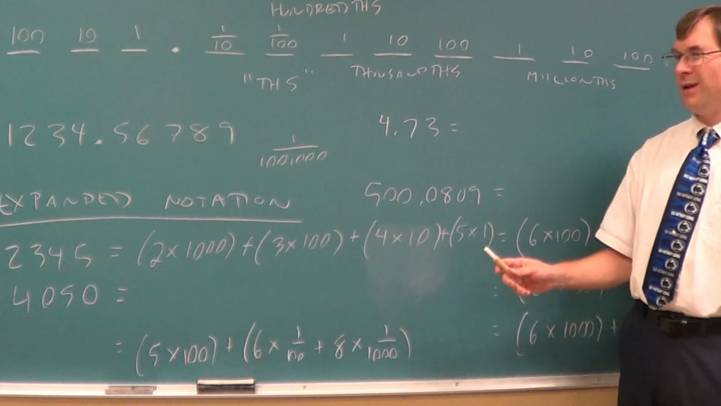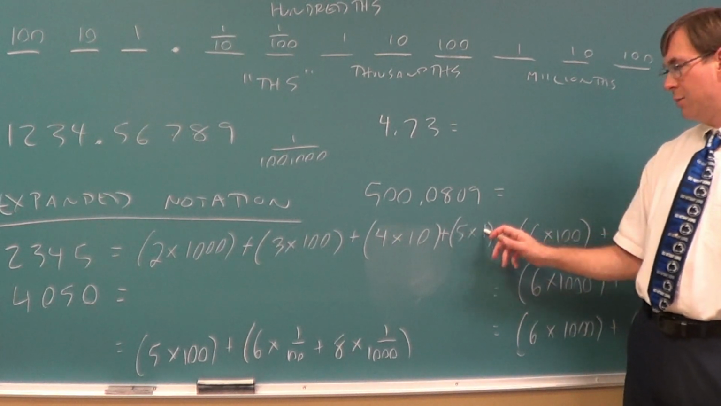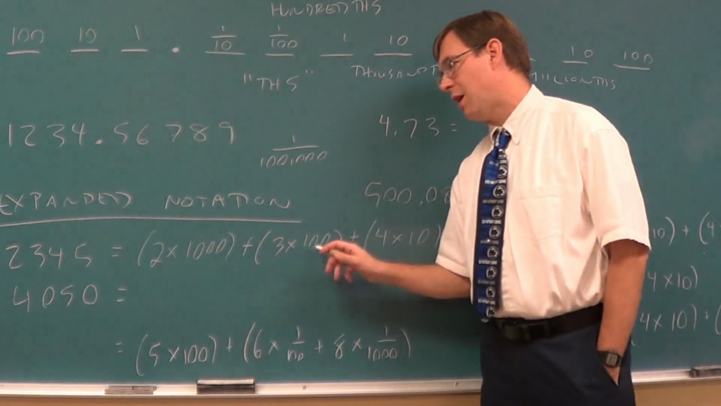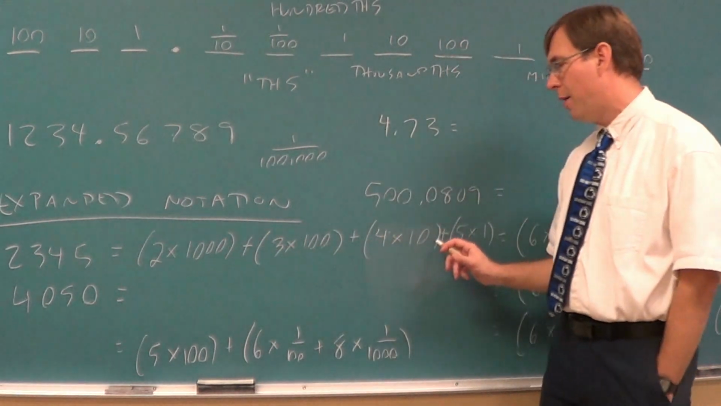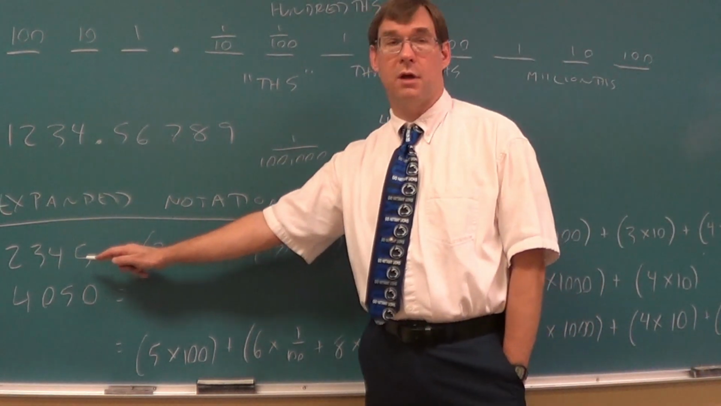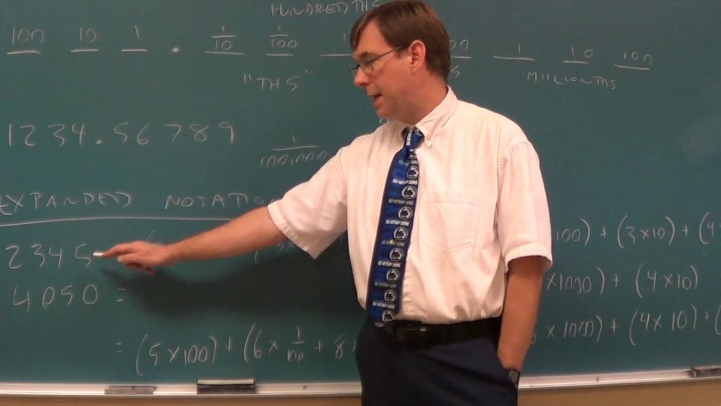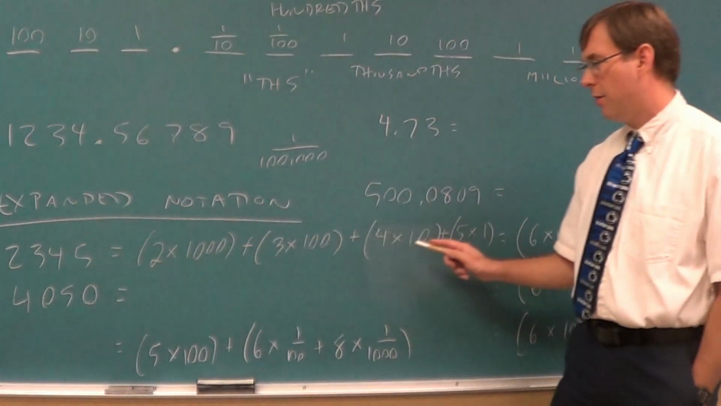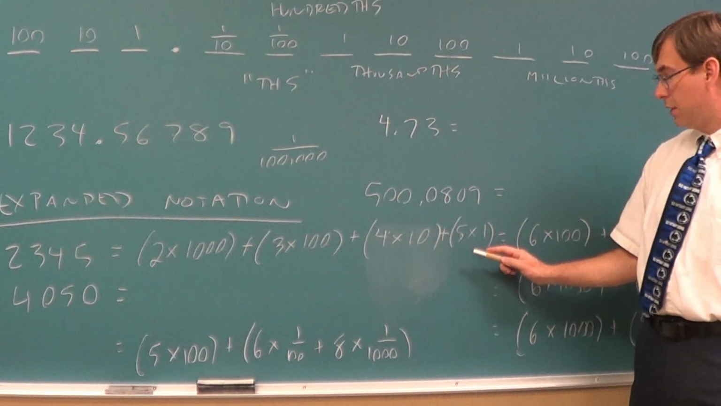If we wanted to, we could do 5 times 1 and 4 times 10 and 3 times 100 and 2 times 1,000 and add them all up. But we're never going to do that. If we did, it would be 2,345. You could check it that way, I guess, if you really wanted to, but I don't know that we need a check really on this.